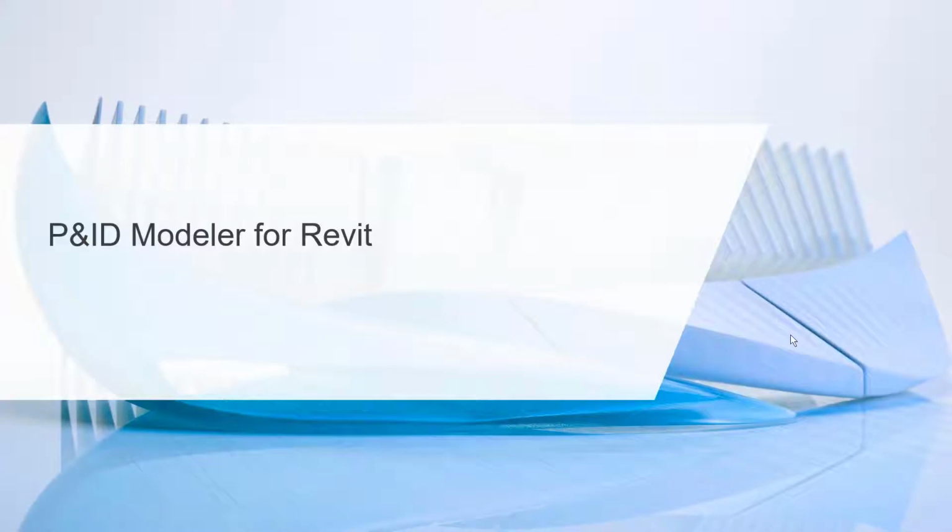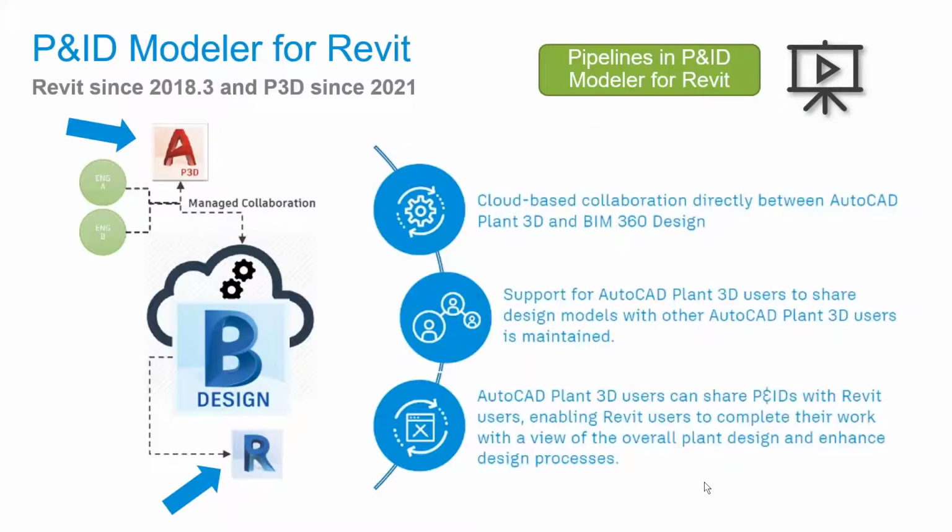So going into our first topic here, P&ID Modeler for Revit. You may have seen this before or heard about it. P&ID Modeler has been out for a little while, since Revit 2018, and before worked with the old Teams environment with the cloud. Now it works on BIM 360 Design or Docs.